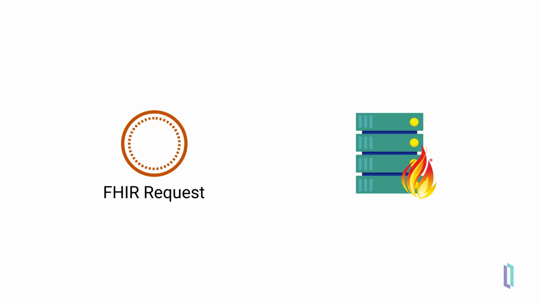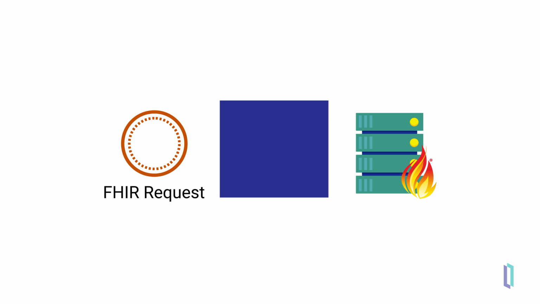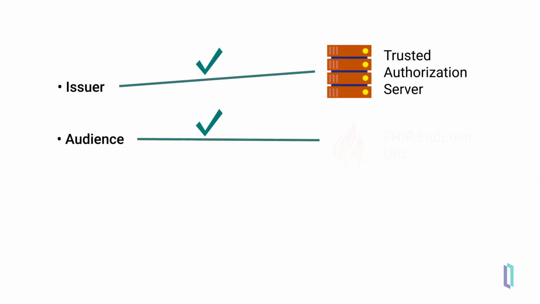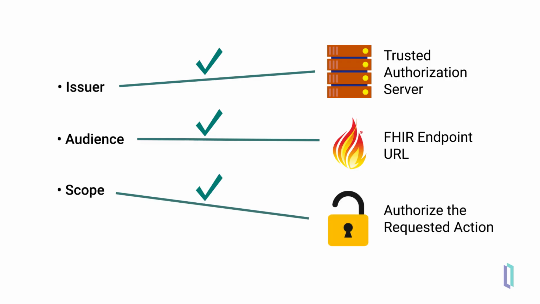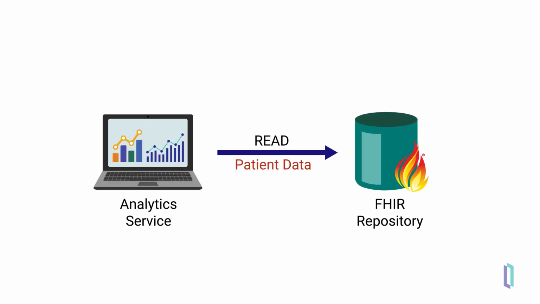When a request reaches your FHIR server with a token, the server first verifies that the token is properly signed and has not expired. It then evaluates 3 additional elements that determine whether the request is authorized: the issuer, the audience, and the scope. The issuer must match a trusted authorization server, and the audience must exactly match the FHIR endpoint. In addition, the scope must authorize the requested interaction. If any of these checks fails, the request fails, even if the token itself is valid from the authorization server's perspective.